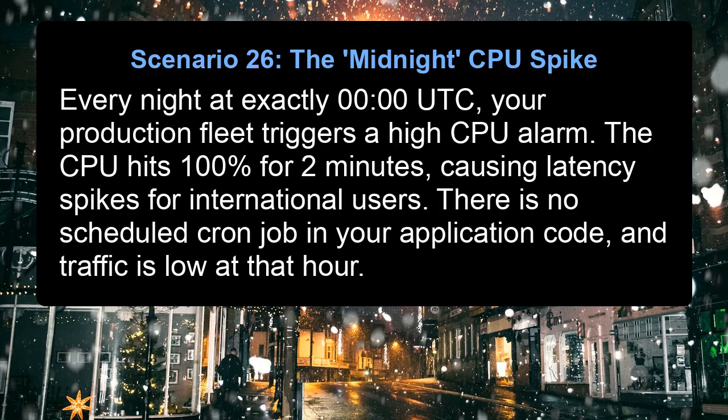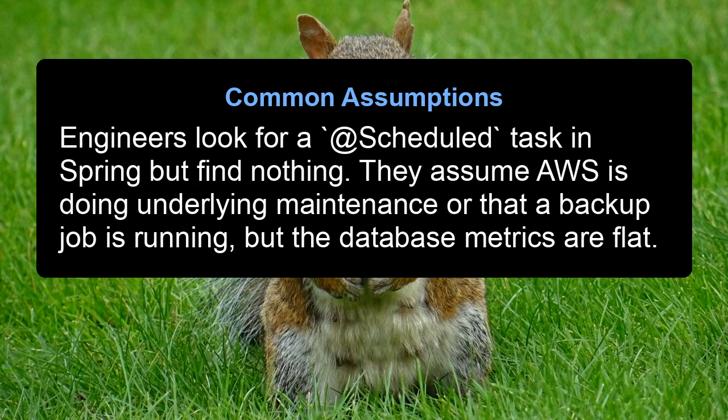Scenario 26: The midnight CPU spike. Every night at exactly 00:00 UTC, your production fleet triggers a high CPU alarm. The CPU hits 100% for 2 minutes, causing latency spikes for international users. There is no scheduled cron job in your application code, and traffic is low at that hour. Common assumptions: engineers look for a scheduled task in Spring but find nothing. They assume AWS is doing underlying maintenance or that a backup job is running, but the database metrics are flat.